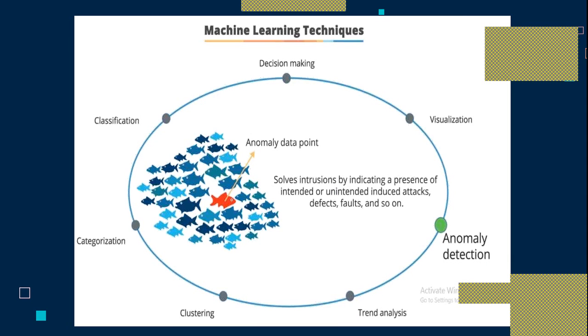So from this figure, you can also see what an anomaly is. An anomaly is nothing but something different from the regular thing. You can see in the picture that fishes are moving from the right to left, but one of the fish is moving from left to right. That is something different. So that is an anomaly. That point is called an anomaly point.